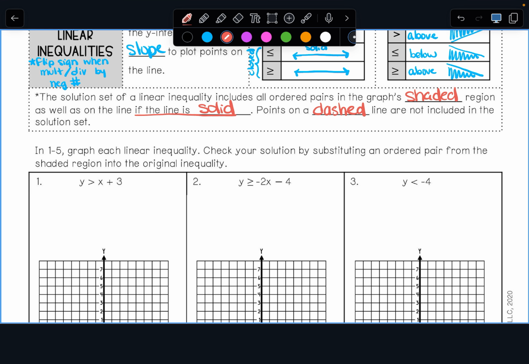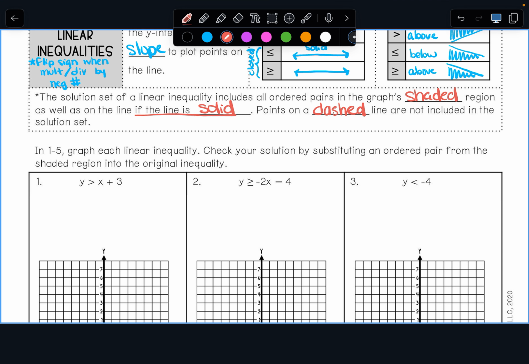So in numbers 1 through 5, graph each linear inequality and check your solution by substituting the ordered pairs, okay? Well, numbers 1 through 3, this is just review from yesterday, because if you look at each inequality, the y is already by itself. These are already solved, okay?